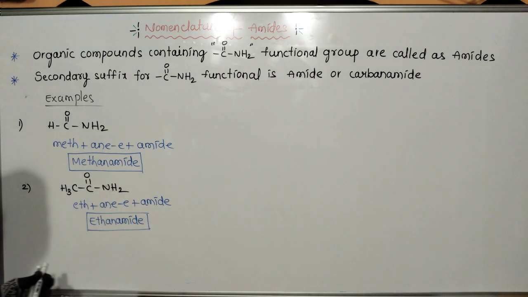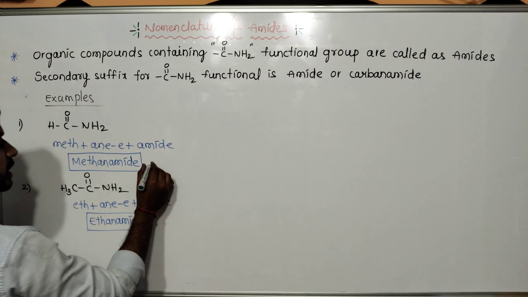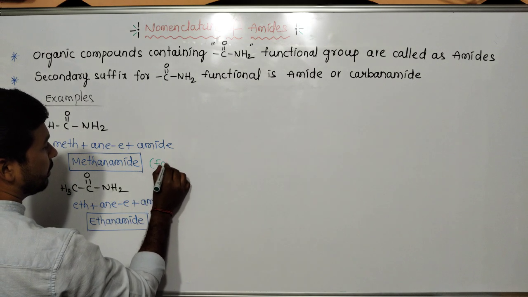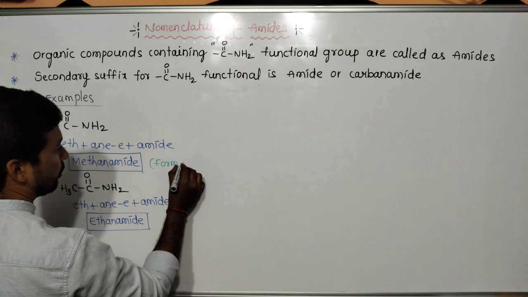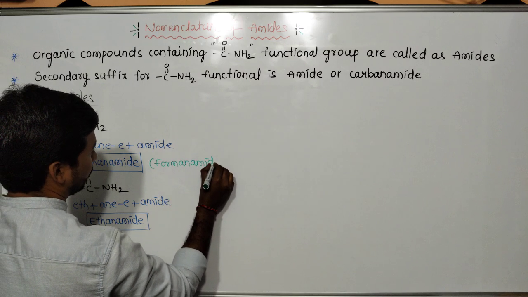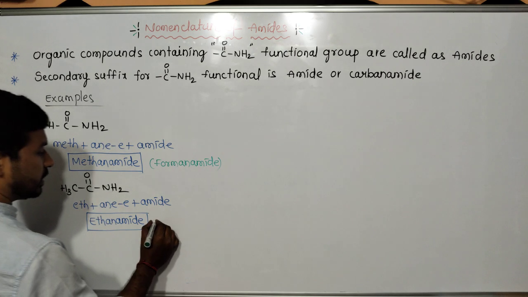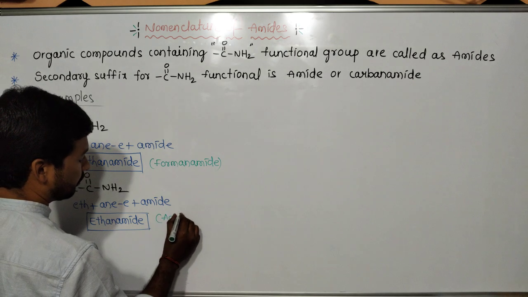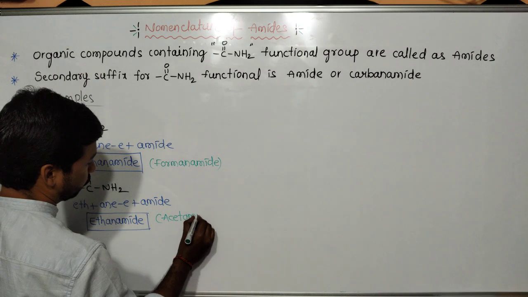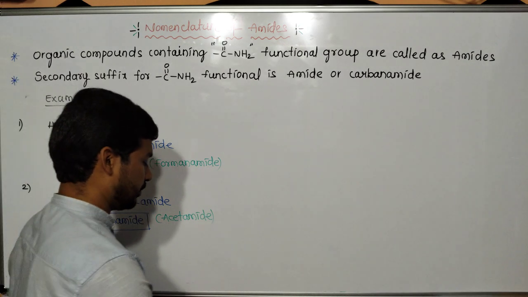So HCOOH, formic acid, derivative is formamide in common name. CH3COOH, acetic acid, derivative is acetamide.